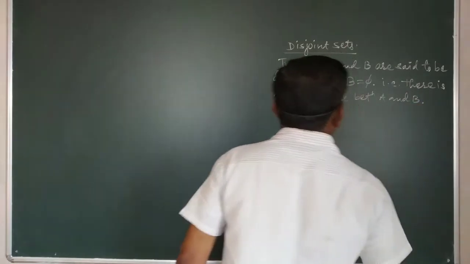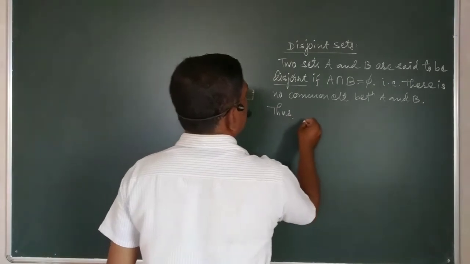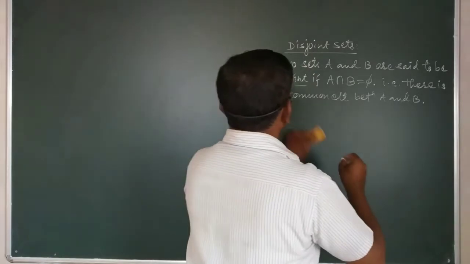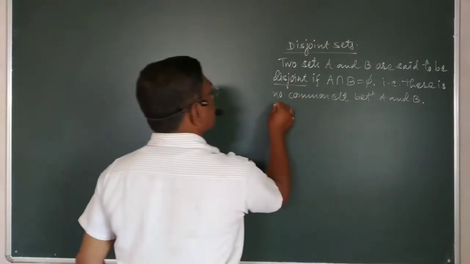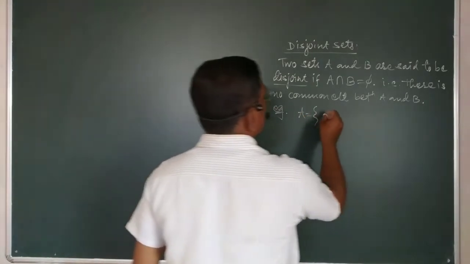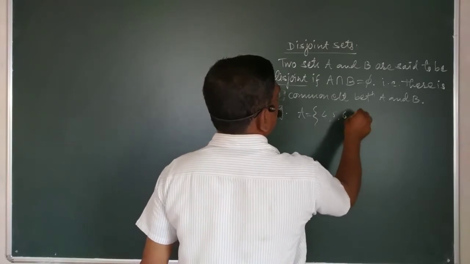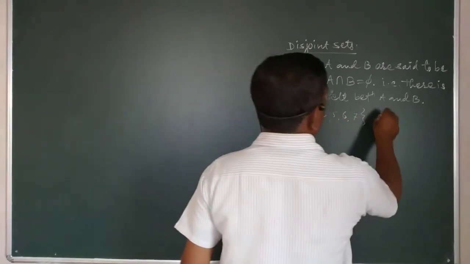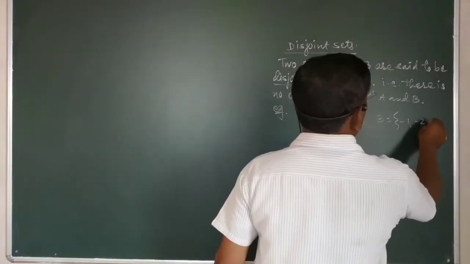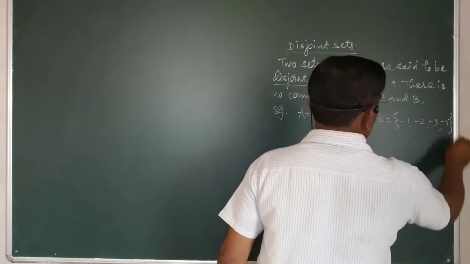Let us have an example of this one. Example: A is equal to {4, 5, 6, 7}, and B, let us take it as {-1, -2, -3, -5}.